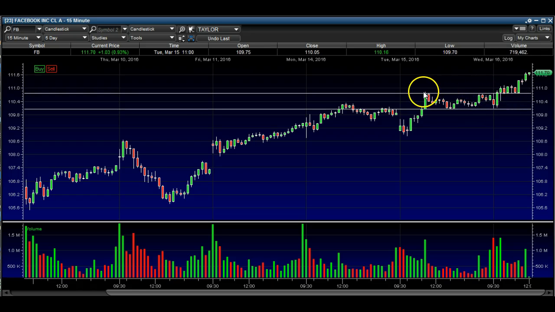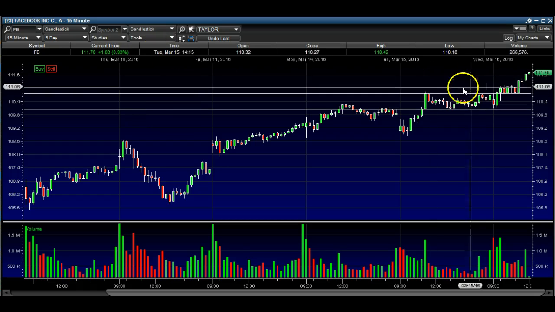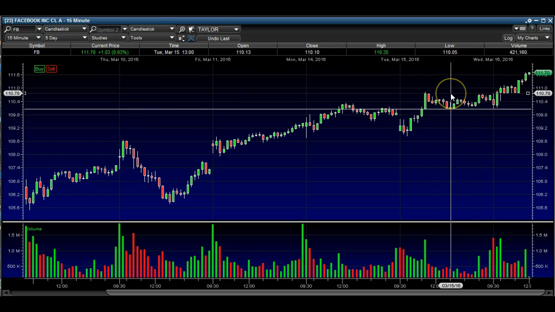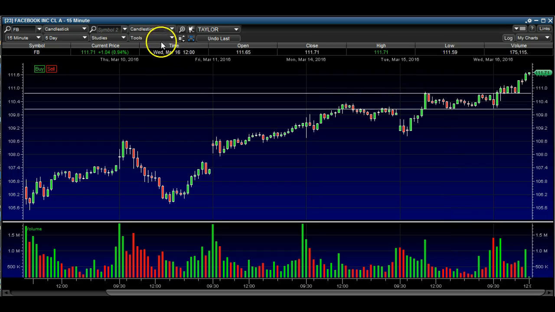Okay, so what we've got going here is support at about, what is this level? About 110.80, okay? As you can see, we've had the highs of a lot of these candles right here at 1080, and then look at this. The lows of all these candles are right at 1080, so there's pretty solid support right there. If it trades back down there, we could see a bounce, okay?